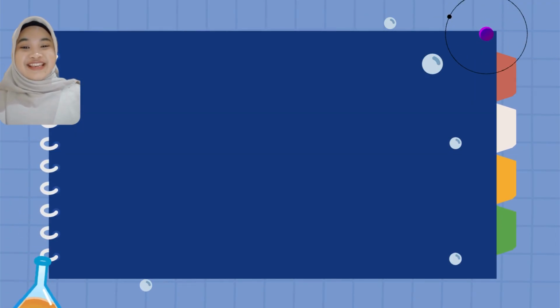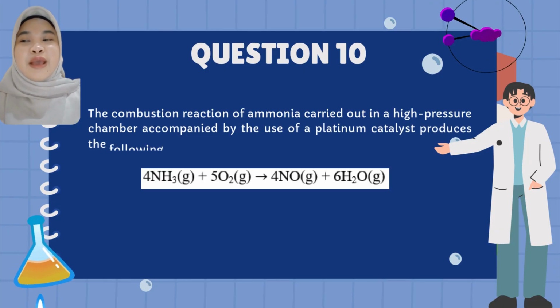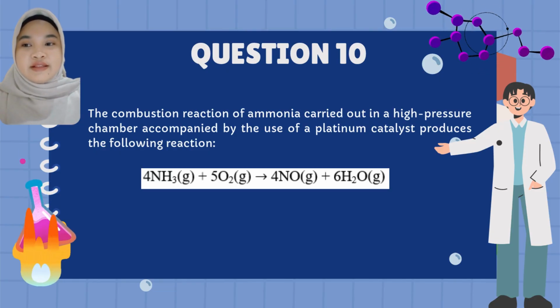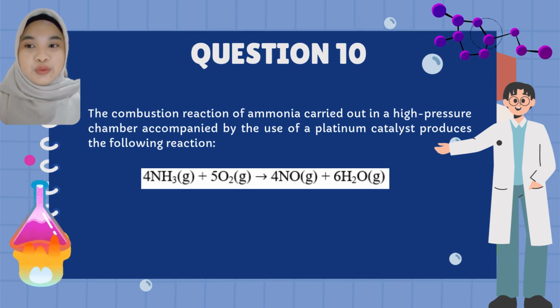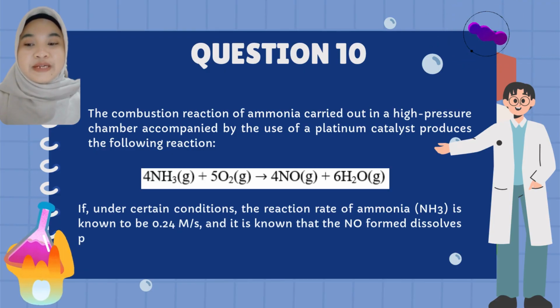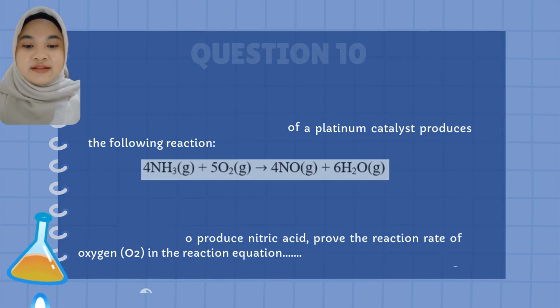And finally, question number 10. It can be seen in the question above. Pay attention and understand the question. Reaction: 4NH3 reacts with 5O2 to produce 4NO plus 6H2O. The reaction rate of ammonia is 0.24 M per second. Find the reaction rate of oxygen in the reaction equation.